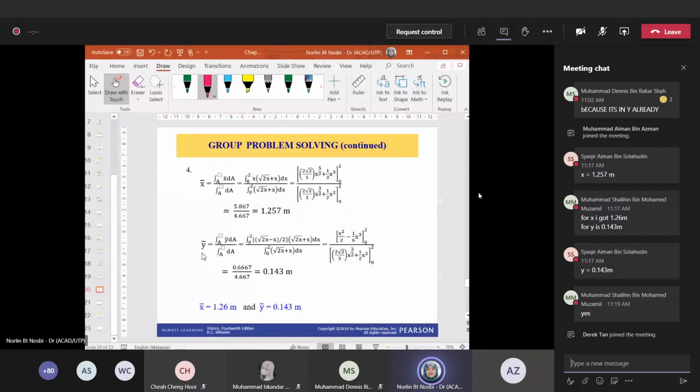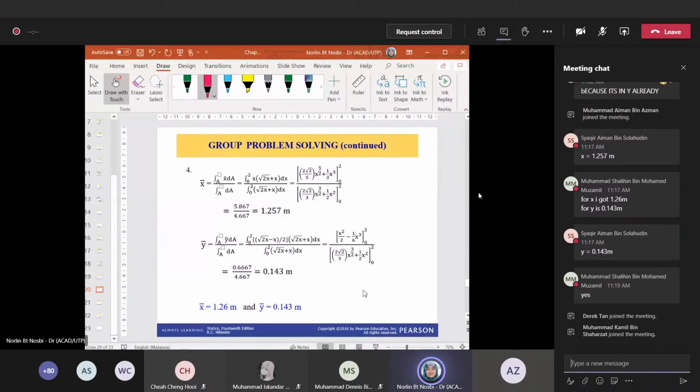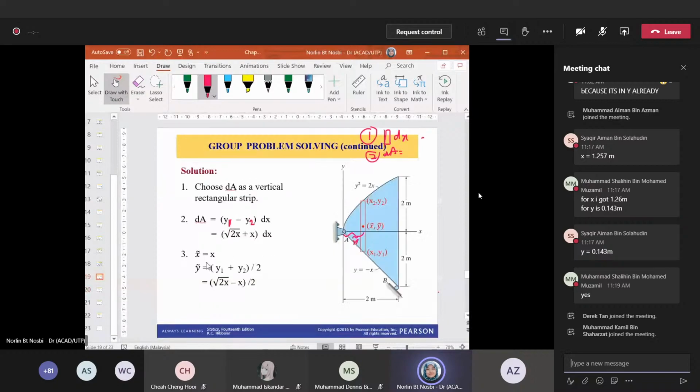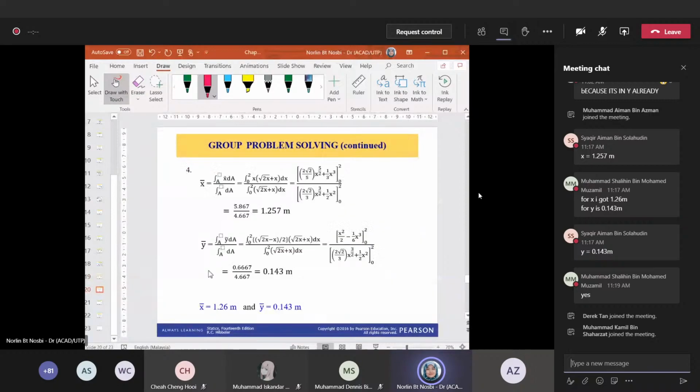So same goes to y bar. You just use the formula and fill in the equation that you get from the previous one, the previous y tilde. And then you will get 0.143 meter. So now you know the location of the center of mass. Yes, it is 1.26 meter and then 0.143 meter.